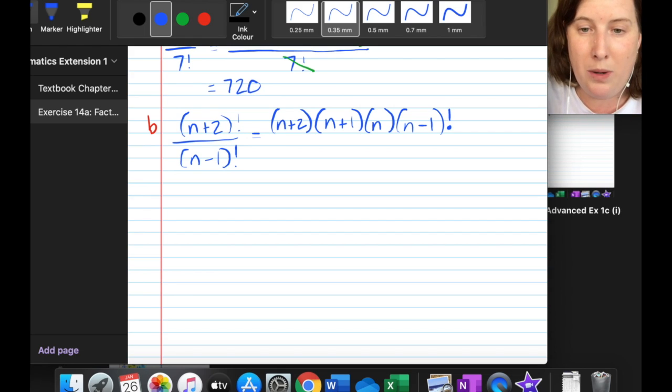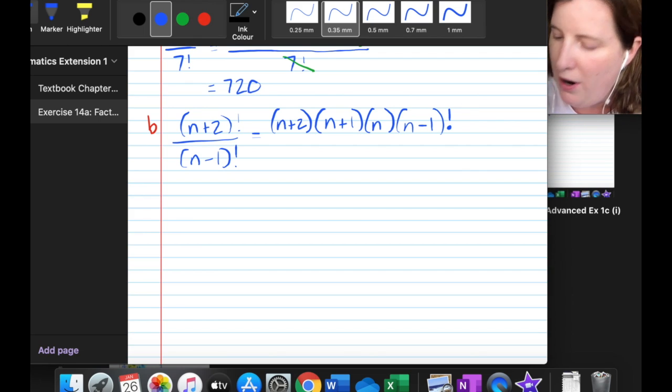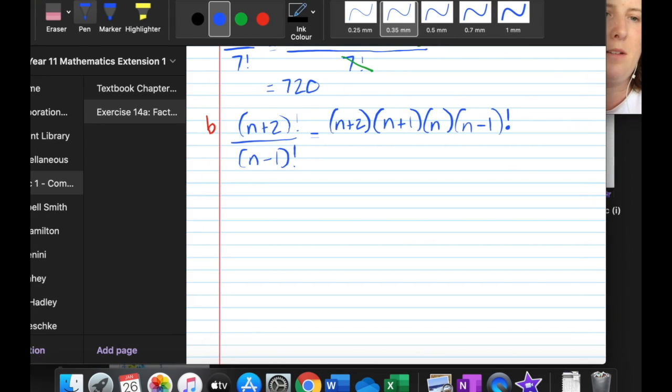So n minus 1, if I were to keep writing that, n minus 2, n minus 3... Actually, no, I really should keep writing that out. Otherwise, it's going to be confusing. So let me erase this. It works.